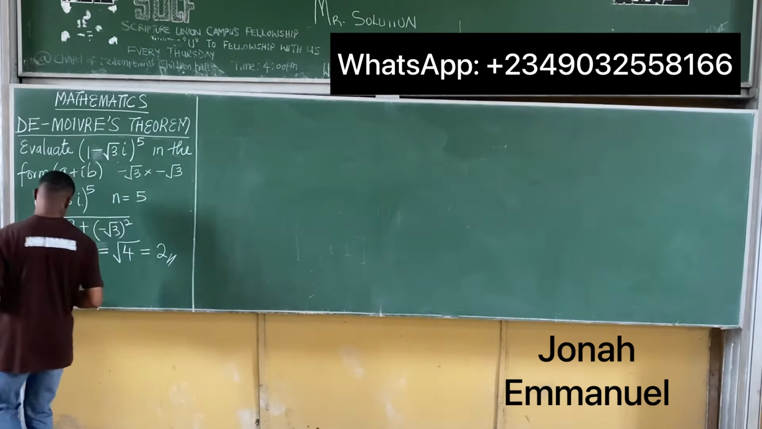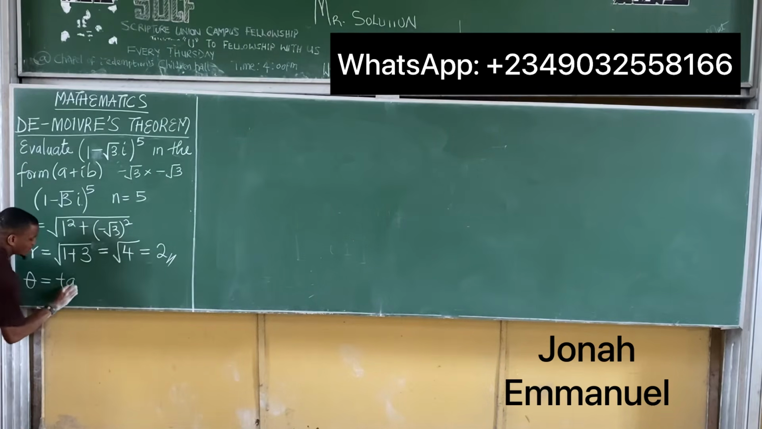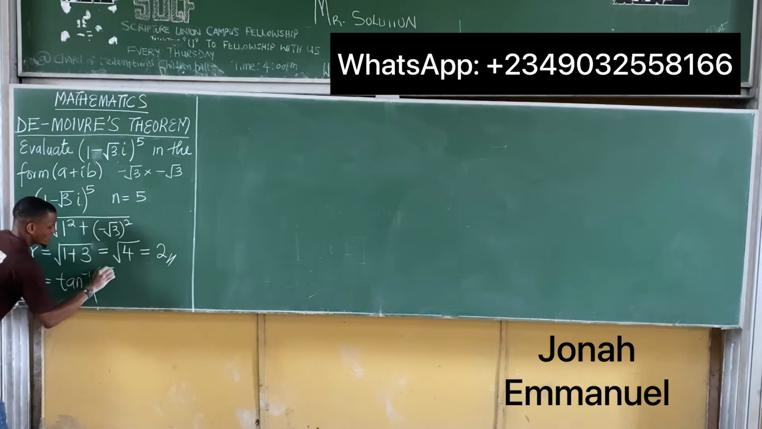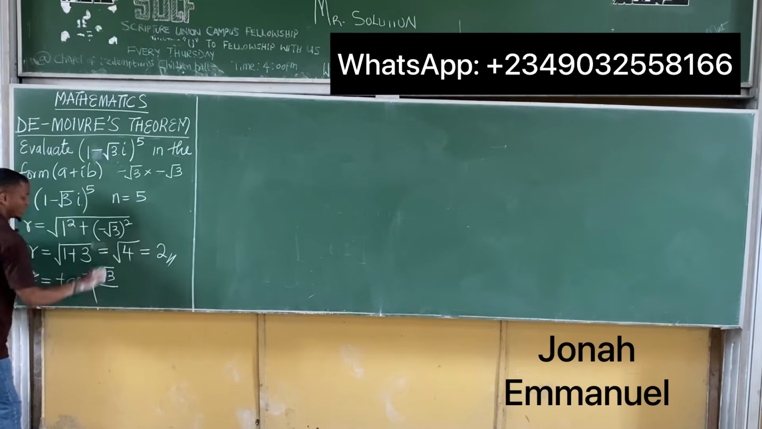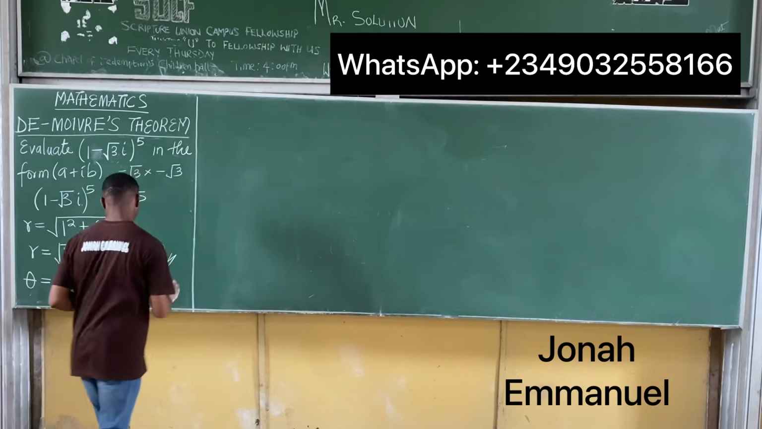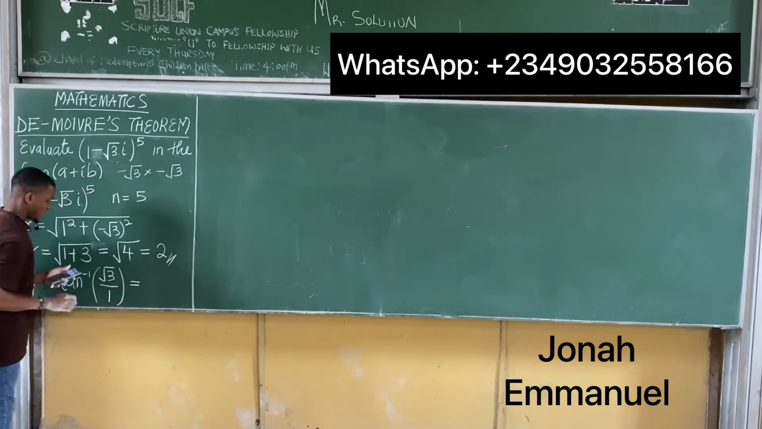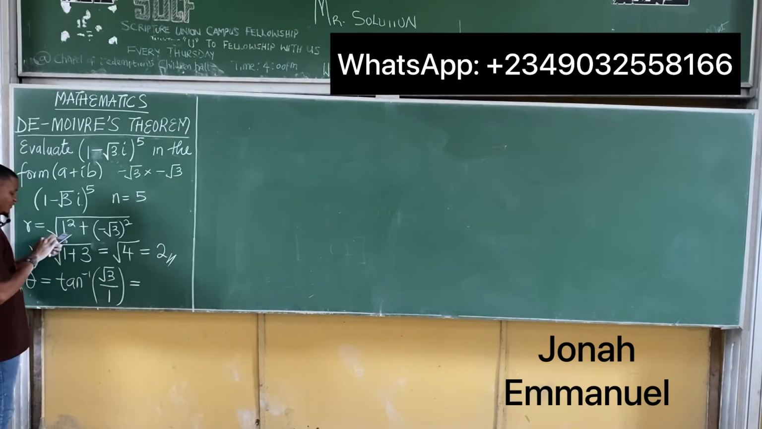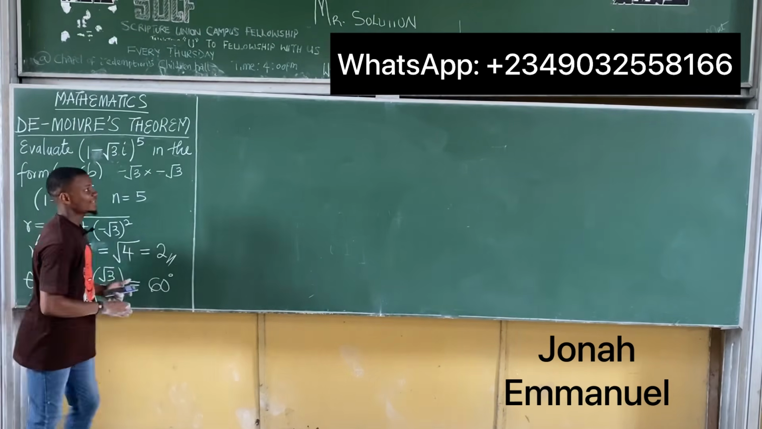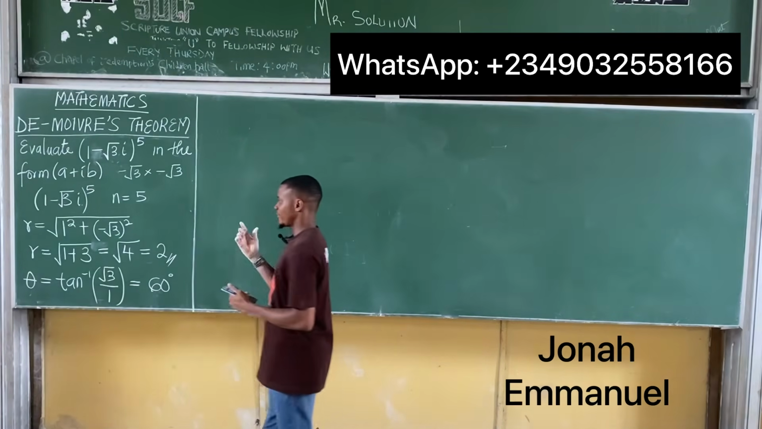So theta is equal to tan inverse. We said you could forgo the negative sign. I'll just take root 3 all over 1, so b over a. This will give you root 3. So tan inverse of root 3, my answer here is 60 degrees. 60 degrees here is my reference angle, which I explained in our previous class.